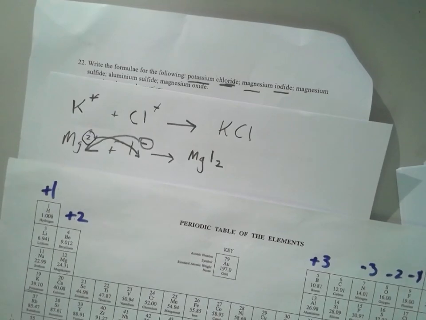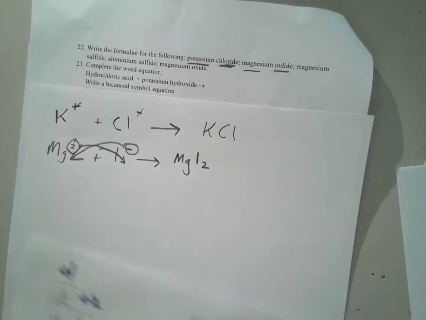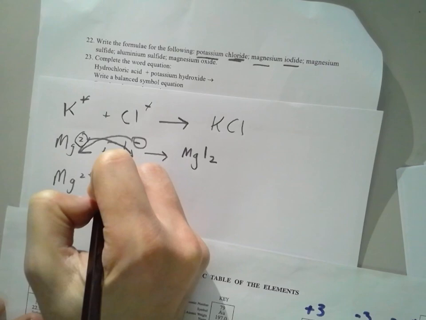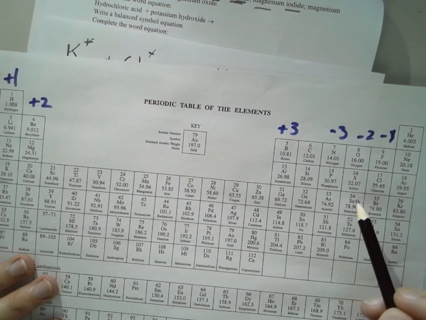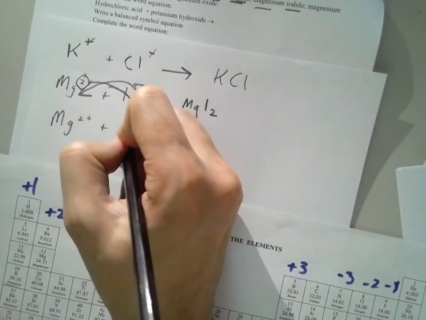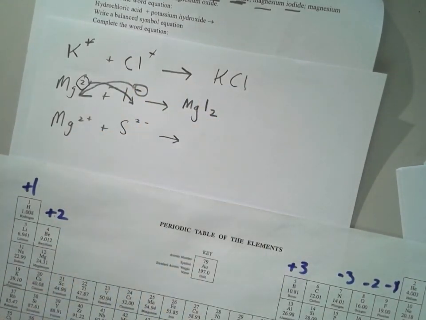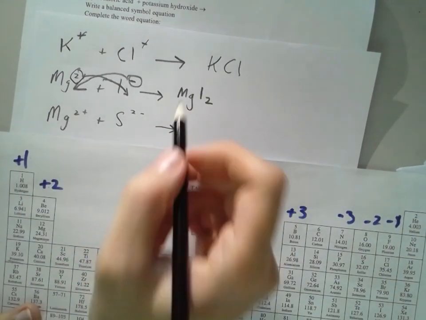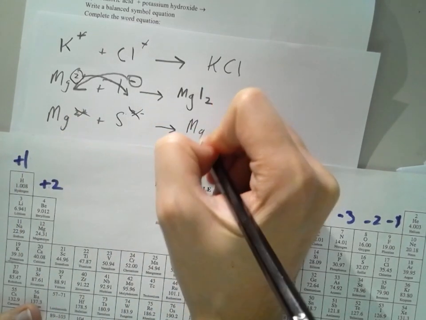The third one is magnesium sulfide. We've already done magnesium, so magnesium is 2 plus. Sulfide, or sulfur. I need to look for this. Sulfur is on the periodic table here. It's got a charge of 2 minus, S2 minus. So as previously mentioned, these have the same numbers, therefore they cancel each other out, and it goes to MgS.